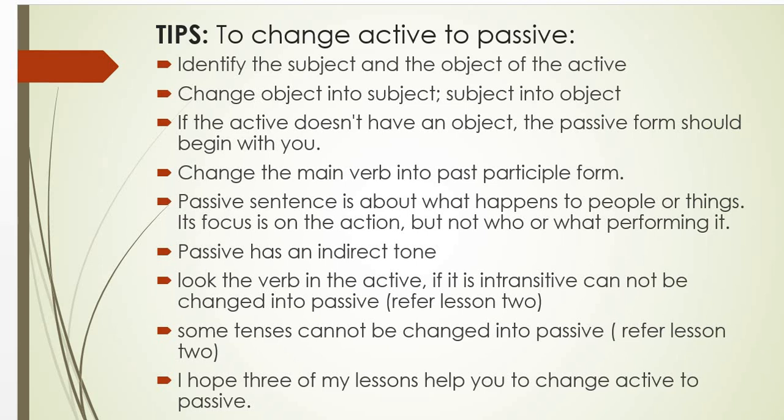You can refer there. Passive sentences are about what happens to people or things. They focus on the action, but not on who or what is performing it. This is also in lesson 1. So, passive has an indirect tone. Okay? Look at the verb in the active. If it is intransitive, we cannot change that into passive. Refer to lesson 2 for sentences that cannot be changed into passive.